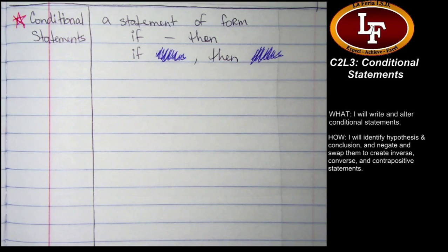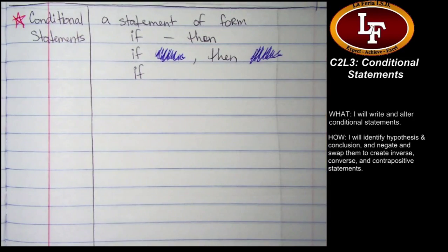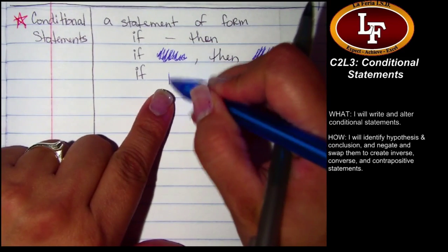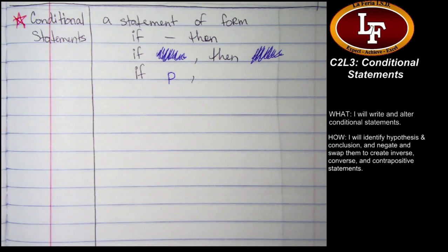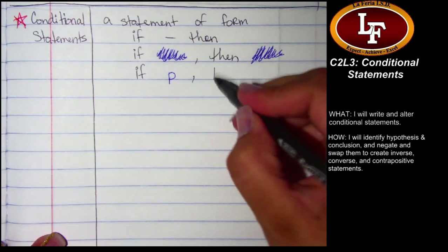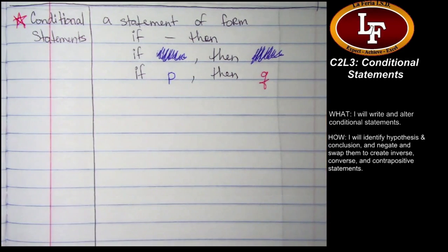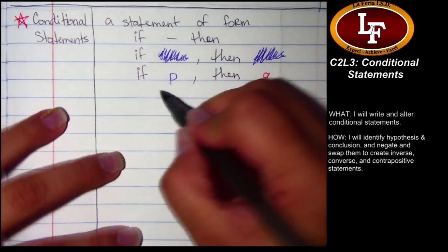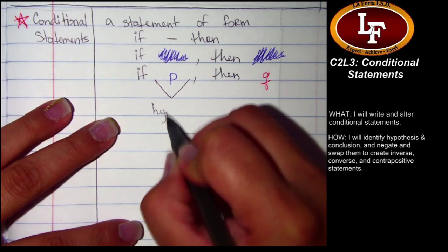Mathematicians like their symbols. We do. And so we're going to replace this squiggle with the letter P. So if some statement, which we're going to call P, then some other statement, which we're going to call Q. Now these statement parts, this P and this Q, have actual names. The name of this P portion is the hypothesis.